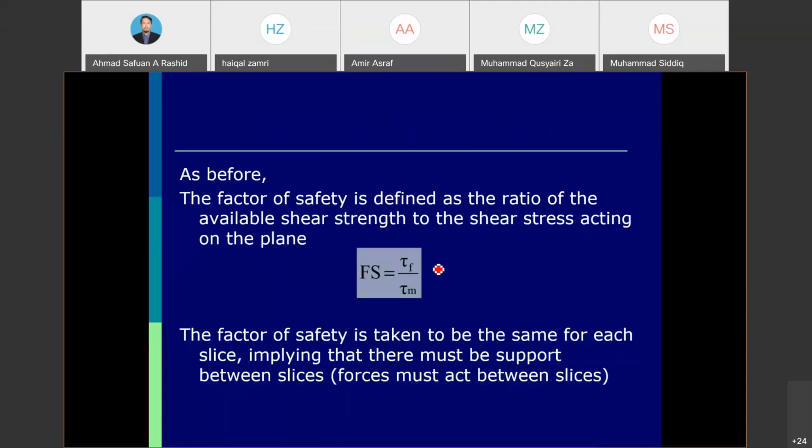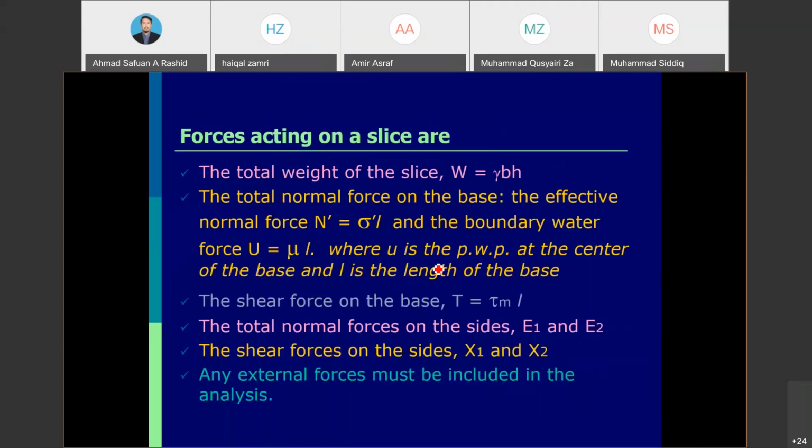We have discussed this before. As before, the factor of safety is defined as the ratio of the available shear strength to the shear stress acting on the plane. The factor of safety is taken to be the same for each slice, implying that there must be support between slices. Forces must act between slices. So how could we determine the stability for each slice? We need to calculate several formulas. We need to calculate the weight, the total normal force on the base, and the effective normal force.